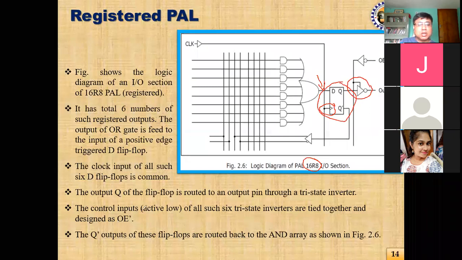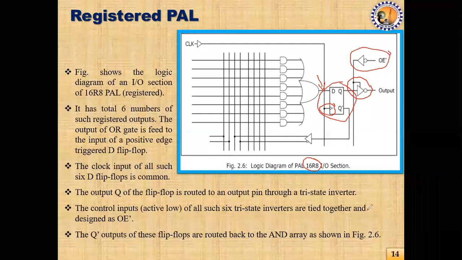The control input, which is active low, of all such 6 tri-state inverters is tied together and designated as OE bar. And the Q bar outputs of these flip-flops are routed back to the AND array as shown in figure 2.6. So that means this Q bar output is routed back to the AND matrix, so that if you require a bigger function to be implemented, you can do so.